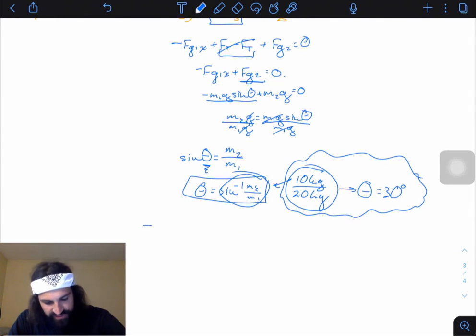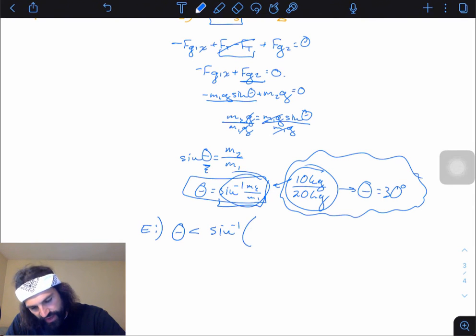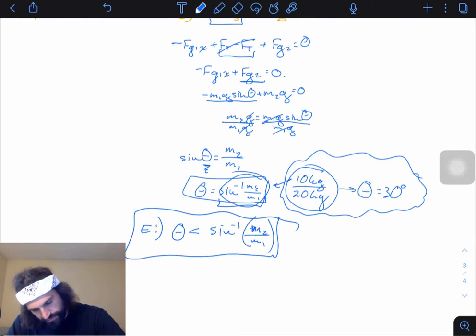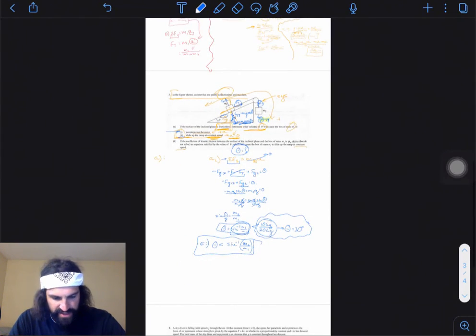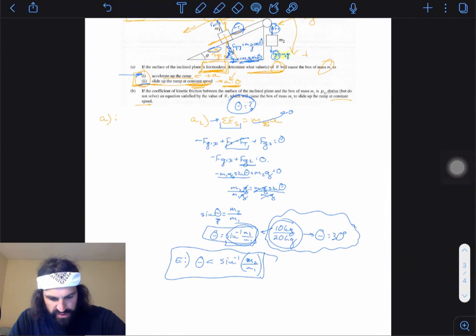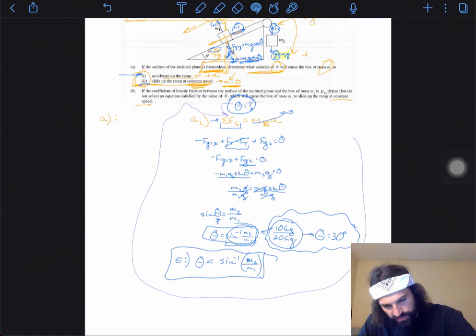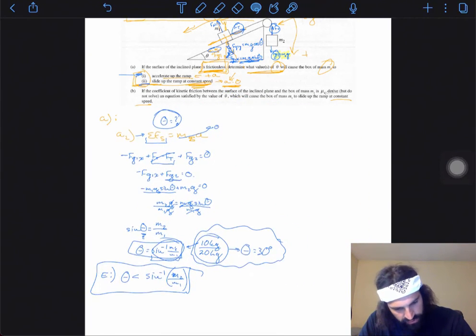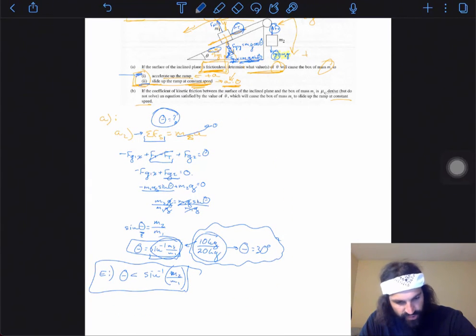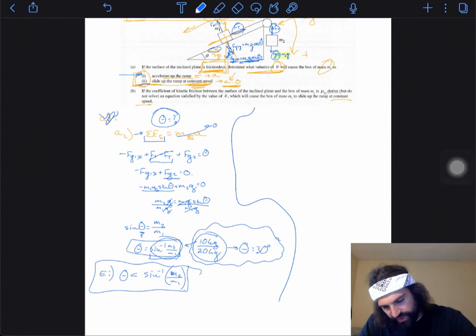And that's all you have to do for A1 is, hey, theta could be anything less than this answer we got in A2, sine negative 1 of m2 over m1. And that covers us for A2. So let's shrink this, or at least move it over to make room for part B.